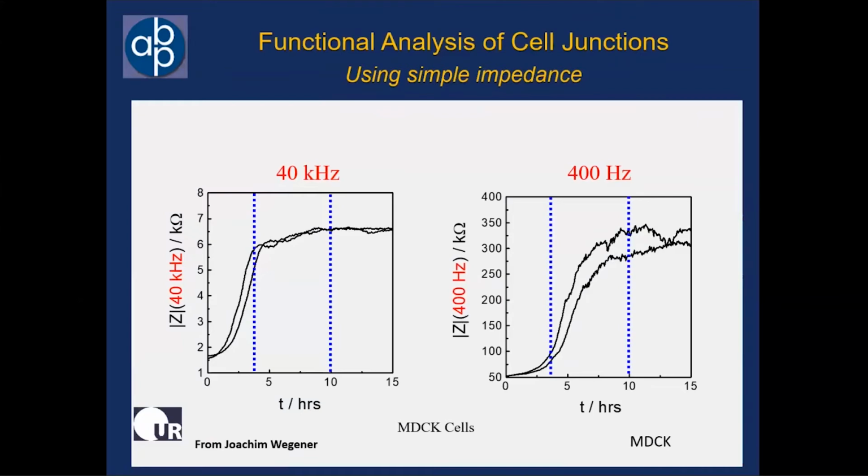What we see in the first panel is that about 3 hours into the run, the first blue dotted line, at 40,000 hertz, the curves plateau. But the same wells, notice, monitored at 400 hertz at 3 hours are barely off their starting value. And it's not until much later, 10 hours after inoculation, that we see these curves reaching their final values. So what is going on is easily shown by looking at some micrographs of these cells.